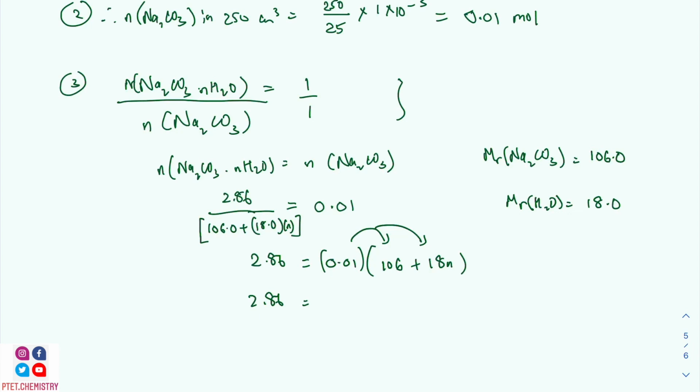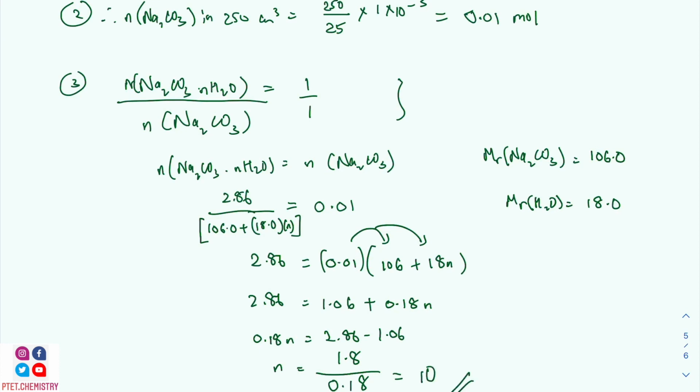You will get 1.06 plus 18 times 0.01, this is 0.18 N. So 0.18 N is equal to 2.86 minus 1.06. So N is equal to 1.8 divided by 0.18, and that gives you a very nice answer of 10 as the whole number.